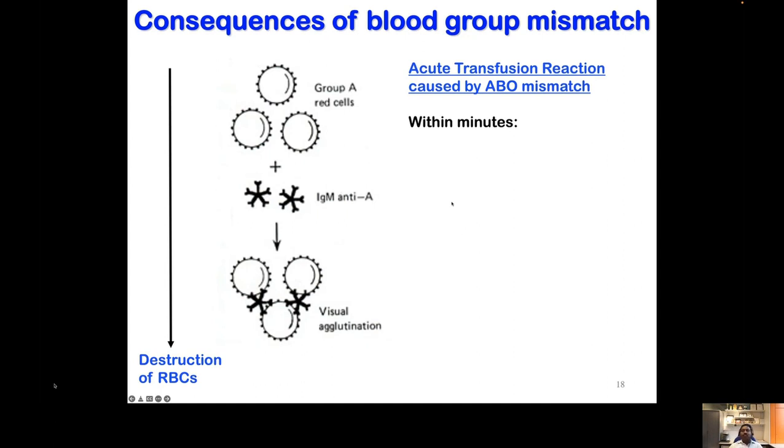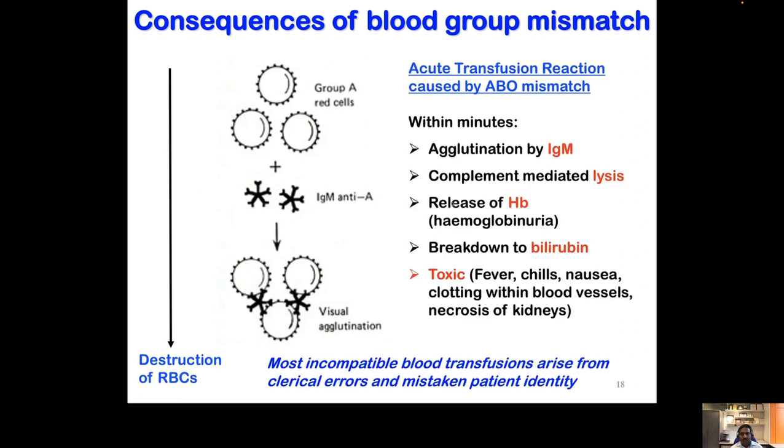So acute transfusion reaction will be caused by ABO mismatch, and this will happen within a few minutes, because we are carrying maternal IgM antibodies, either anti-A or anti-B or both or none. So this will happen instantly when you give blood. Within a few minutes it will happen because they are readily available, so they can bind to the newly invading RBCs and then try to destroy them.